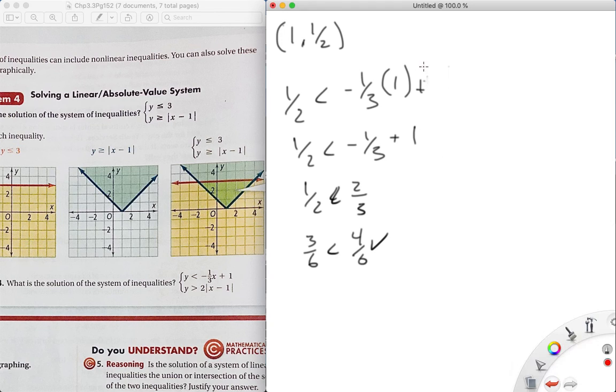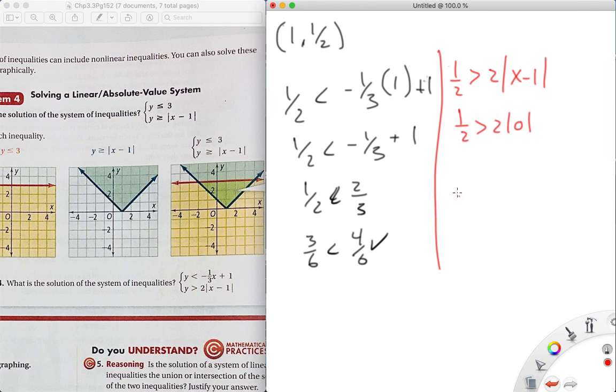On the other side, we have the same thing, 1/2 greater than 2 times the absolute value of x minus 1, which is 1/2 greater than 2 times the absolute value of 0. 1/2 is greater than 0. So this also checks. So that tells me that the graph that I set up is correct.